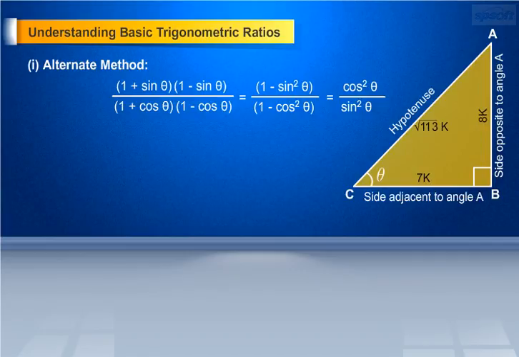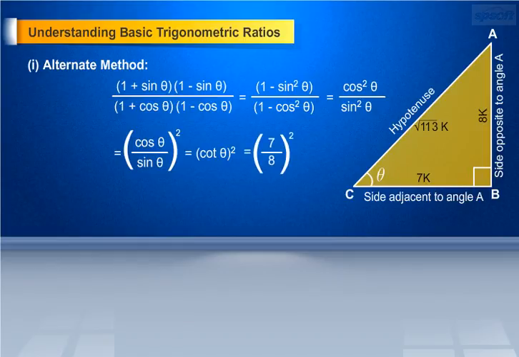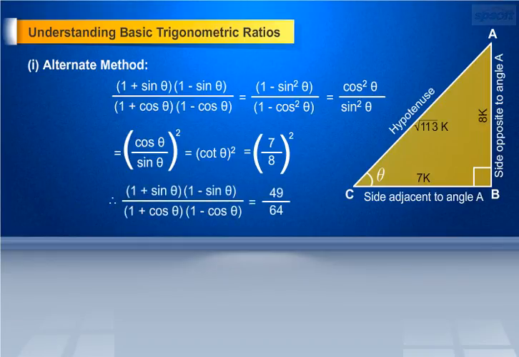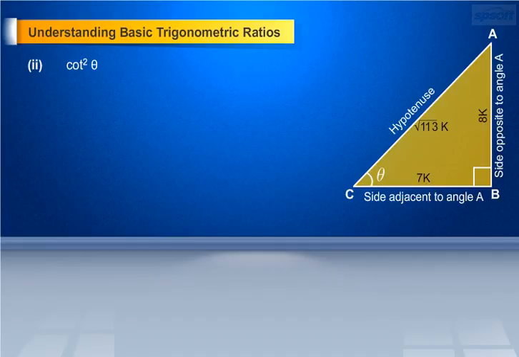we get (1 plus sin theta)(1 minus sin theta) by (1 plus cos theta)(1 minus cos theta) equals cos square theta by sin square theta equals (cos theta by sin theta) whole square. This is equal to cot square theta, since we know that cot theta equals cos theta by sin theta. This is equal to (7 by 8) whole square, since given that cot theta equals 7 by 8. This is equal to 49 by 64. Therefore, the expression equals 49 by 64.